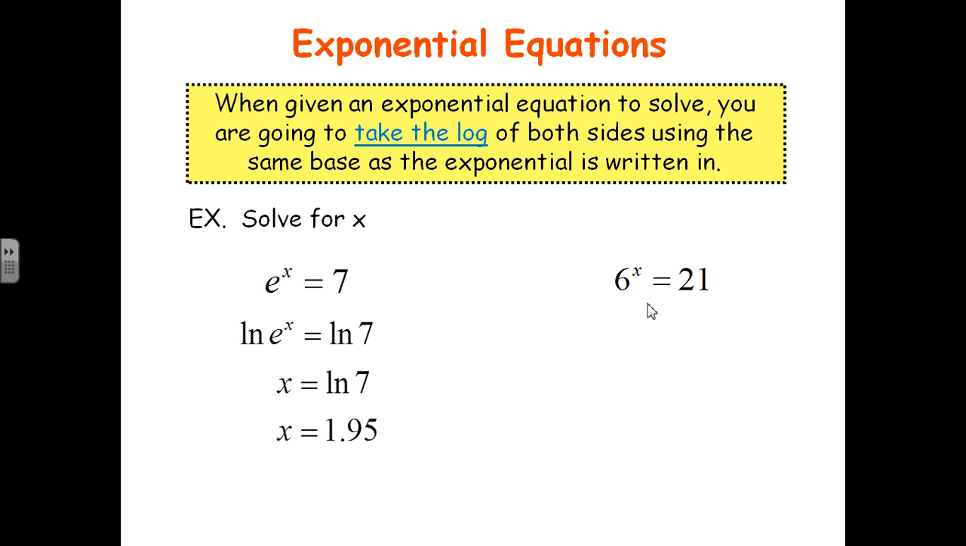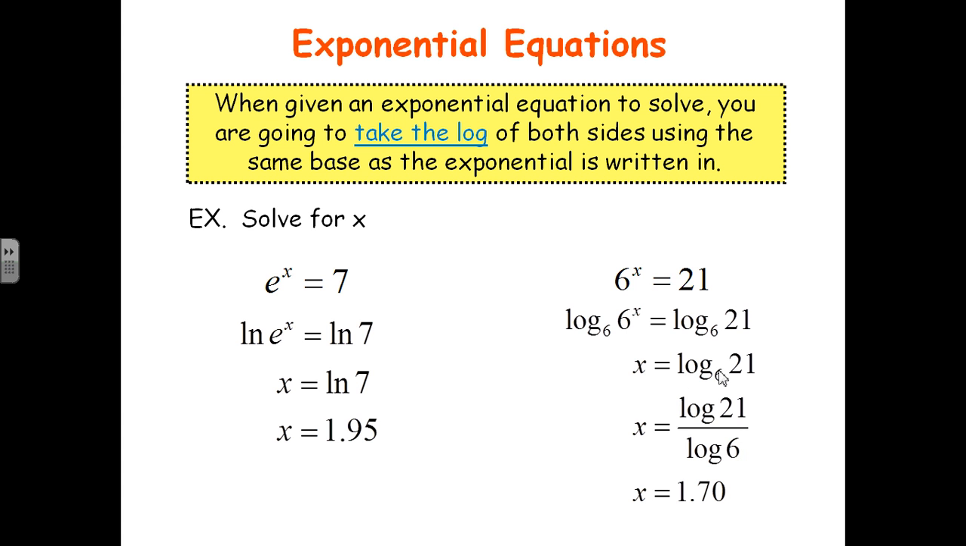Okay, so over here, I typically like to use the base for the log that's the base of the exponential. So I would say the log base 6 of 6 to the x is equal to log base 6 of 21. Because now these cancel out, and I'm just left with x equal to the log base 6 of 21. Now over here, because the base is 6, we are going to use our change of base formula, which tells us we're going to do the log of 21 divided by the log of 6. And you plug all that into your calculator, you get 1.7.